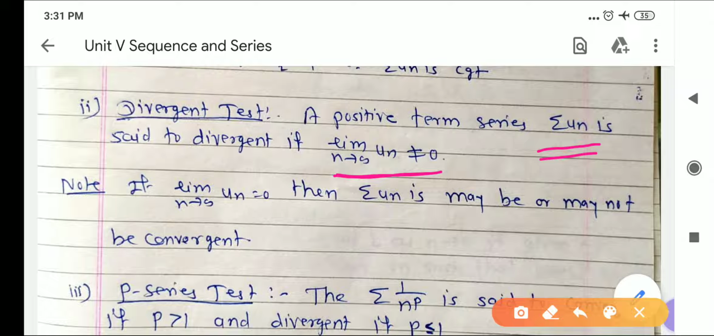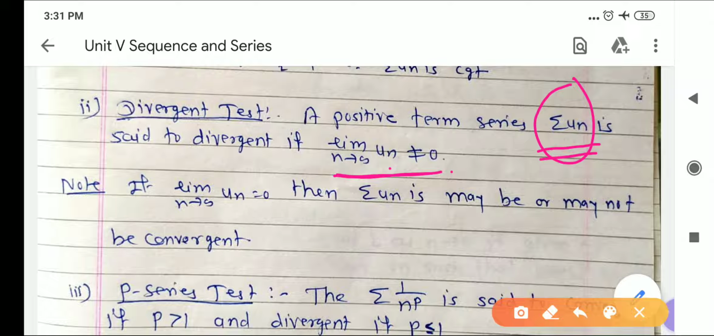A positive term series un is said to be divergent if limit n tends to infinity un is not equal to 0. Means when we say that series un is divergent if limit of un as n tends to infinity is not equal to 0. But here converse is not true.